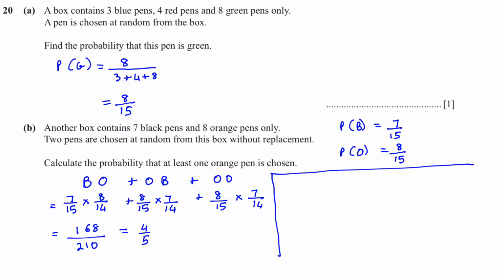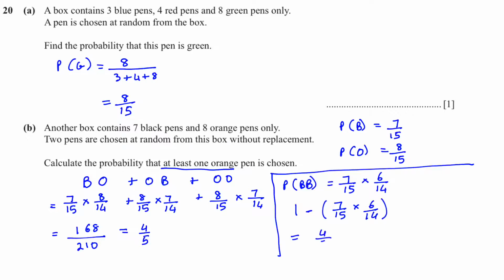There is another way to solve this question. Whenever they say at least one orange pen, we will find the probability of two black pens. What is the probability of two black pens? 7 over 15 multiplied by 6 over 14. Remember that it is without replacement, so it will become less. And then this answer, you can just subtract it from 1. Because black and black is the only probability where there is not at least one orange. And this will give you 4 over 5.